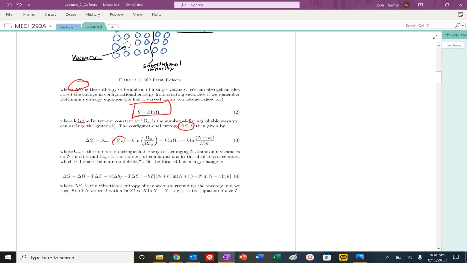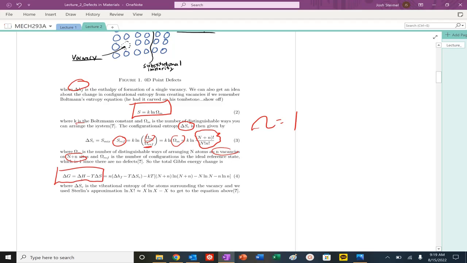Well, what's my reference state? If I have a perfect crystal, my number of configurations is just 1. So what is my new number of configurations in the mixed state? Does this look familiar? This should look like your binomial coefficient: the number of distinguishable ways that we could arrange N atoms and n vacancies on N plus n sites. So that is my delta S.